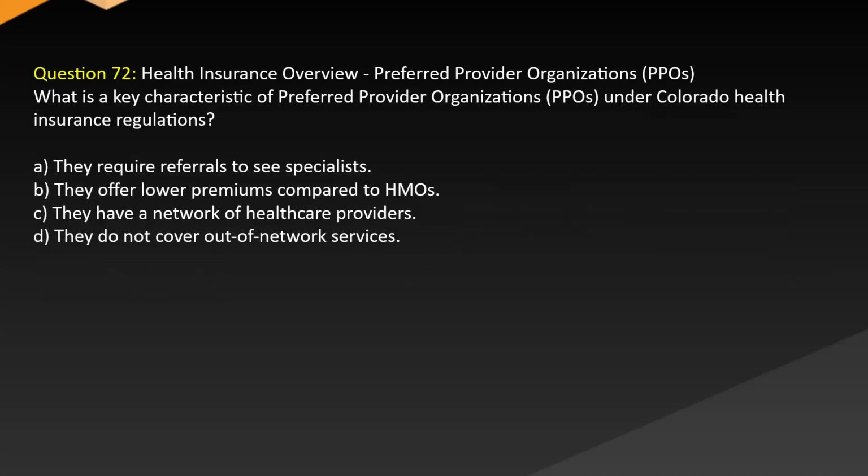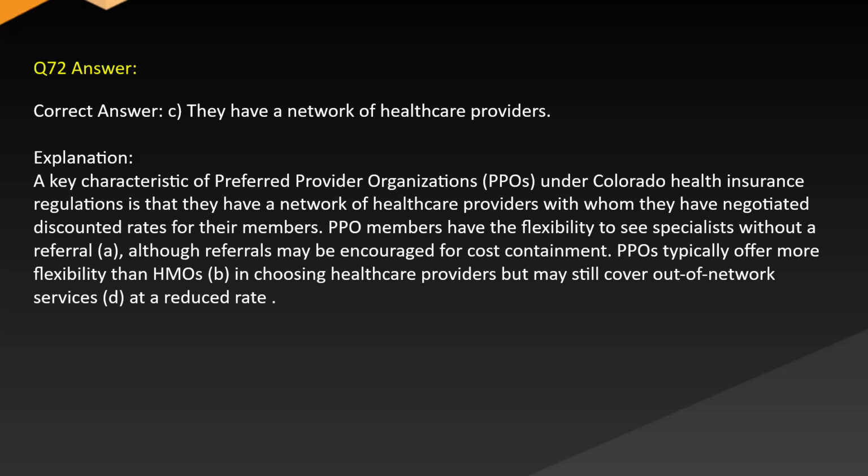Question 72. Health insurance overview. Preferred provider organizations, PPOs. What is a key characteristic of preferred provider organizations, PPOs, under Colorado health insurance regulations? A. They require referrals to see specialists. B. They offer lower premiums compared to HMOs. C. They have a network of healthcare providers. D. They do not cover out-of-network services. Correct answer: C. They have a network of healthcare providers.